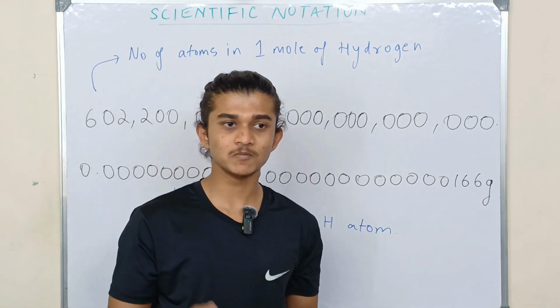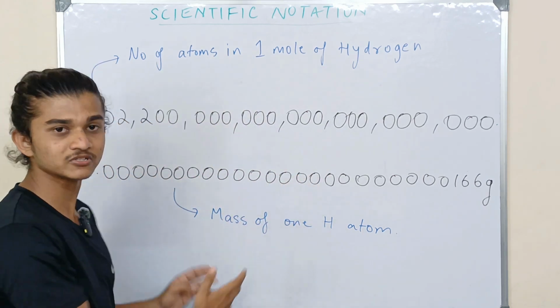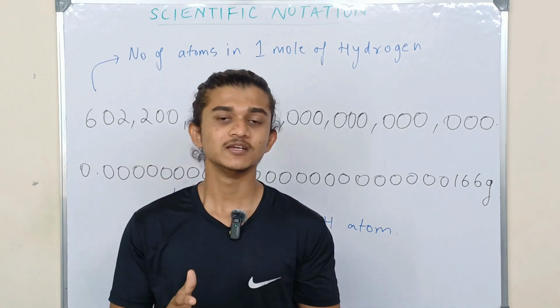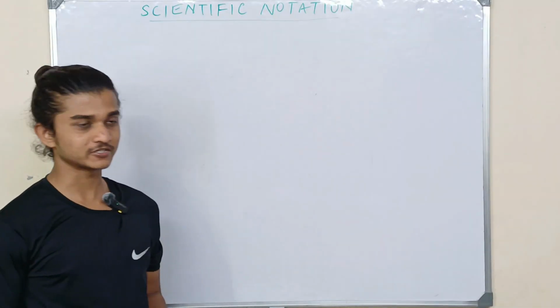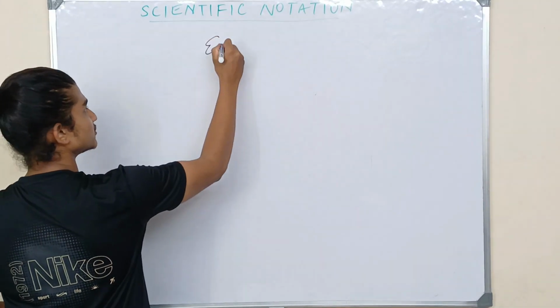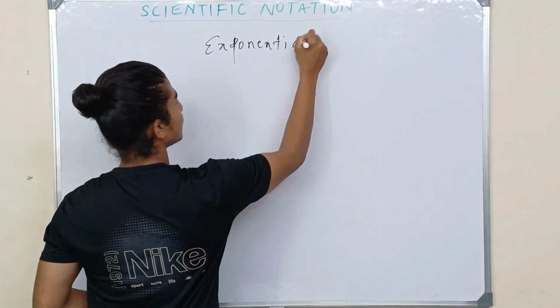So to solve that problem, we have developed a system called scientific notation, in which you can compress these numbers into very small ones in the form of exponents, so that you could write them on paper and replicate them very easily. So let's see the definition of scientific notation. Scientific notation is also called exponential notation.